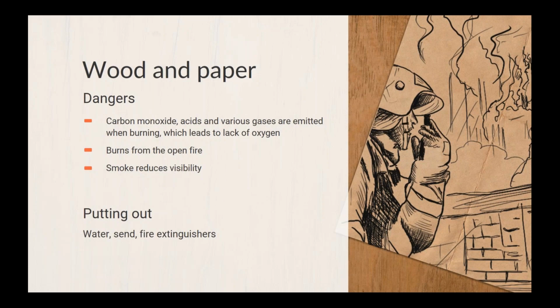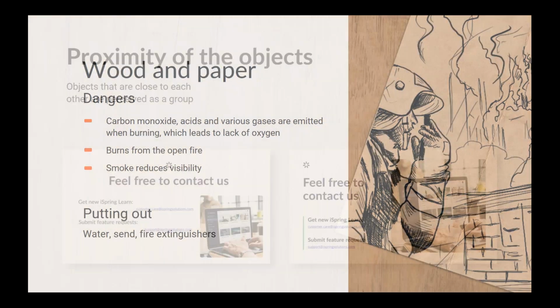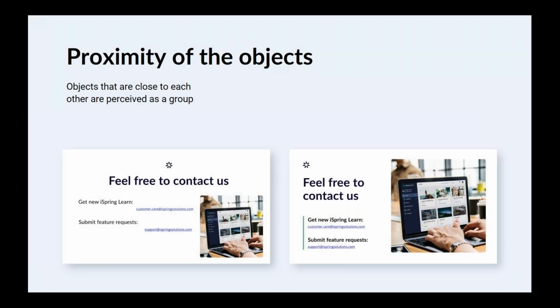And now let's speak about the next rule. And this rule is called proximity of objects. So the main goal of the proximity rule is to group information logically, so it becomes clear where each element belongs. When objects are next to each other, they are perceived as a whole.